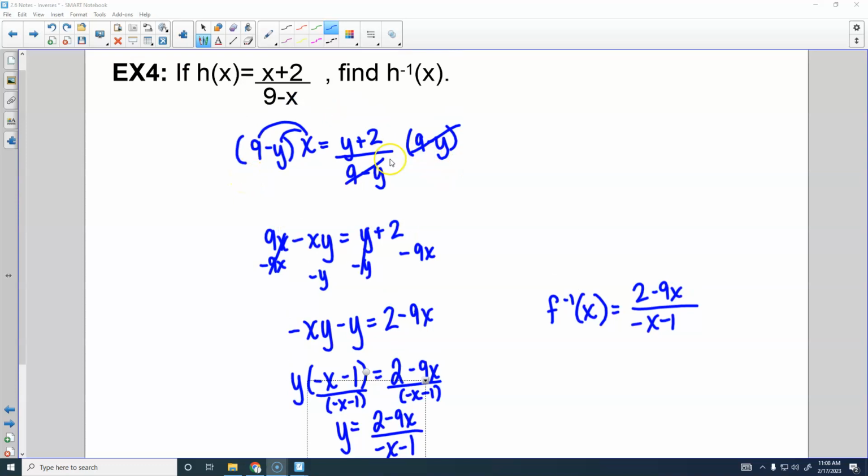So what I did here is I multiplied both sides by 9 minus y. See how I put this in parentheses over here? That x has to be distributed to both of those terms, giving you 9x minus xy. And then you want everything with a y to go to one side and everything without a y to go to the other side. So you're going to take this y and subtract it to move it over here. And then this 9x is in your way over here because it does not have a y, so you move it over to this side by subtracting it, and you get a negative 9x right there. So you should have negative xy minus y equals 2 minus 9x.